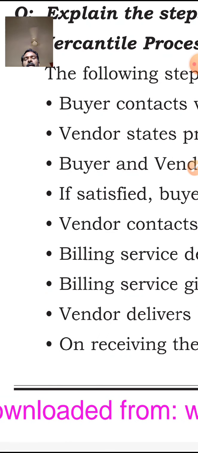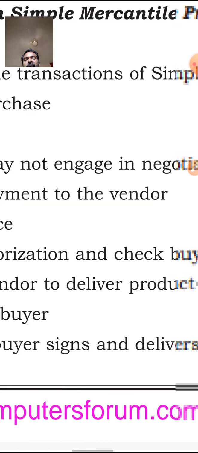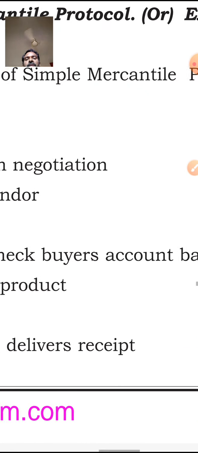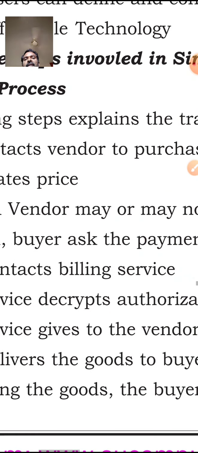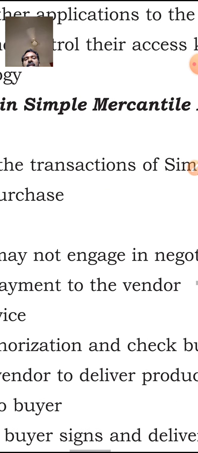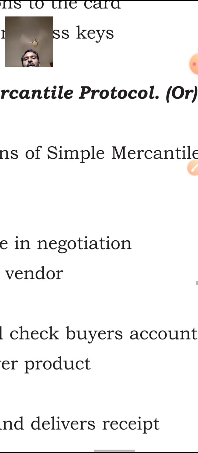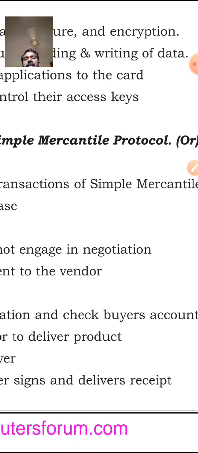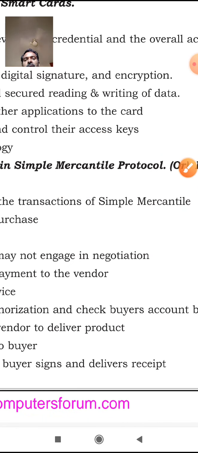After the goods reach the buyer, the buyer receives the goods, signs on the agreement and delivers the receipt. Like that, the transactions go on in a simple method. That is why this is called the simple mercantile protocol in e-commerce.